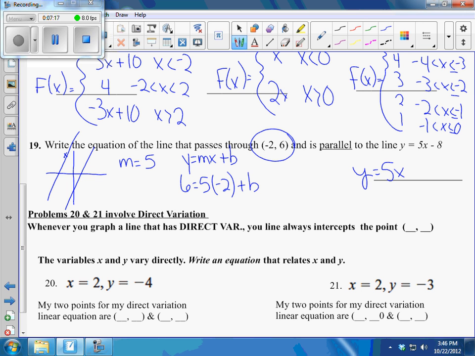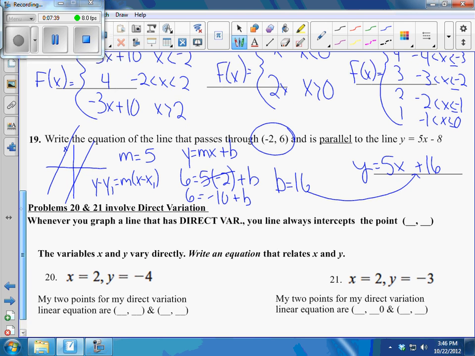And either if you use y equals mx plus b or the point slope formula, which I'm writing down right now, you're still going to have two steps. You're going to multiply one and then either add or subtract. So I'm going to multiply. And now to get b by itself, I'm just going to add 10, and then that makes b be worth 16. And I can put that over here. So there is number 19.